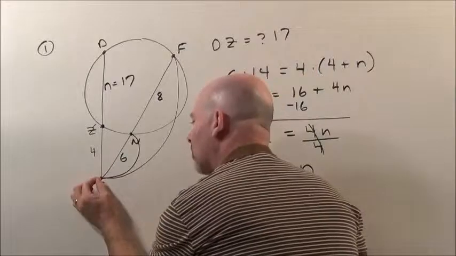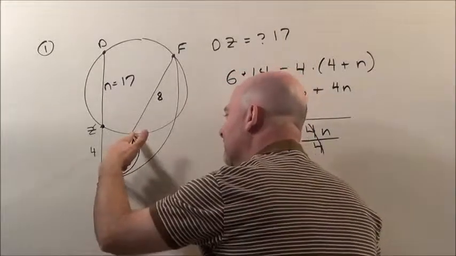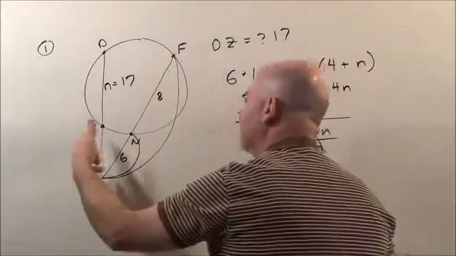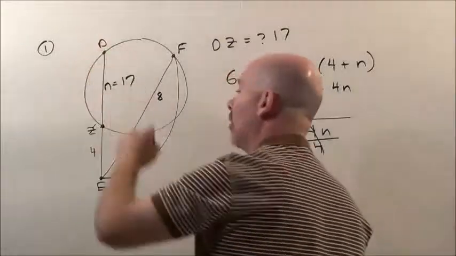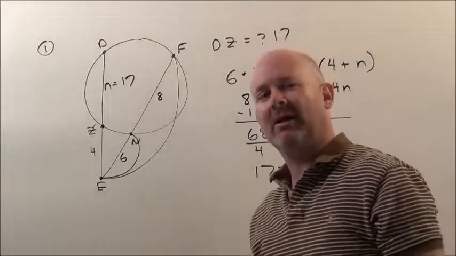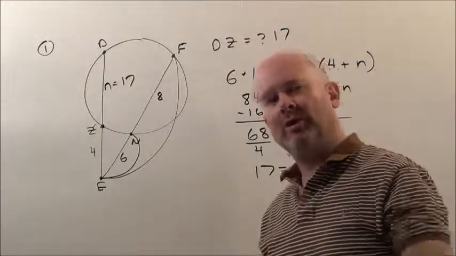Again, you start right here on the outer part. It's going to be this length times the whole length equals this length times its whole length. The two will have to match up. There you have problem 1. Hope that helps you out.